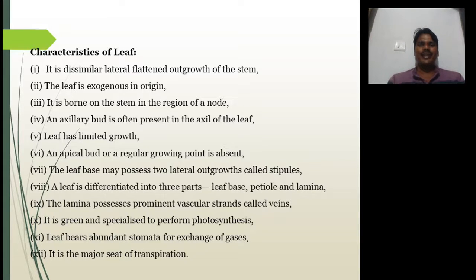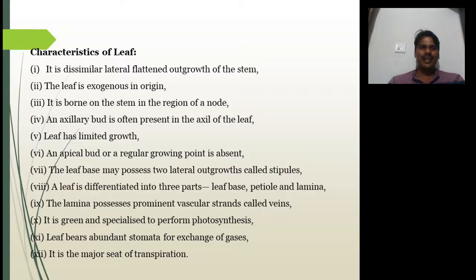And the next point: the leaf is differentiated into three parts. First is the leaf base, then petiole and lamina. Consider this is the leaf, and the main part is the midrib, and the outer portion is the lamina. The part holding the whole leaf attached to the stem is called the leaf base. This is the petiole, the stalk-like structure. The lamina possesses prominent vascular strands called veins.